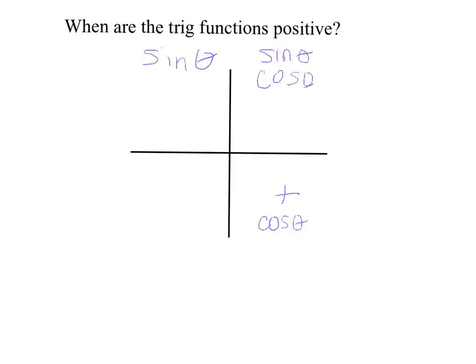And then tangent is y over x. So for it to be positive, I either need a positive divided by a positive, or I need a negative divided by a negative. So tangent is positive in the first quadrant or the third quadrant. So then as we're looking, sine, cosine, tangent are all positive in the first quadrant. Only sine is positive in the second quadrant, tangent's positive in the third, and cosine's positive in the fourth.